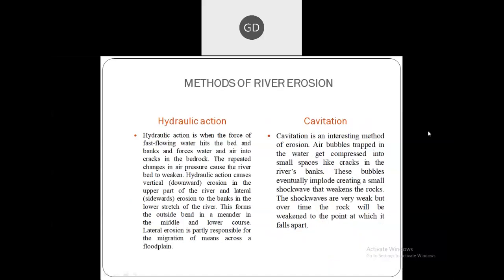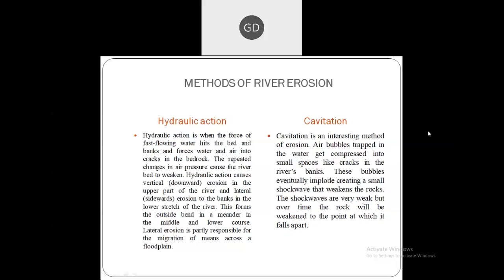Next, what are the methods of river erosion? The streams and rivers, as you know, are the most powerful subaerial agents of erosion. The running water performs its erosive work in different ways. First one is hydraulic action, then comes cavitation, then abrasion, then attrition, and corrosion.